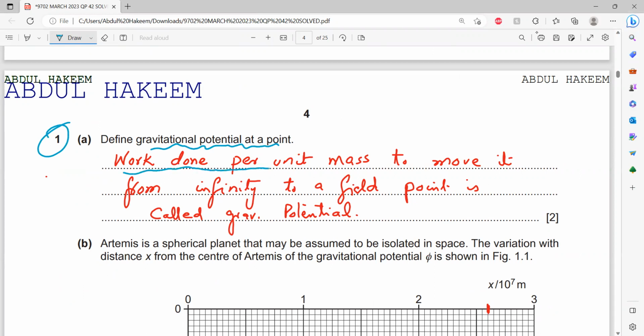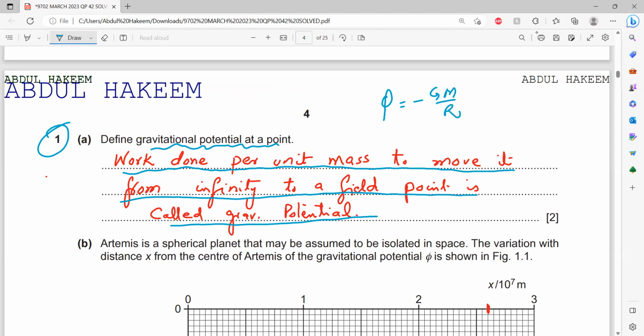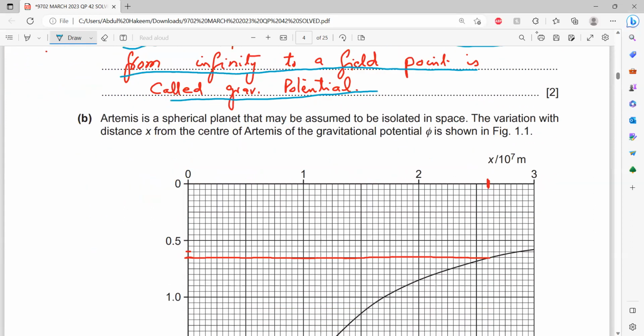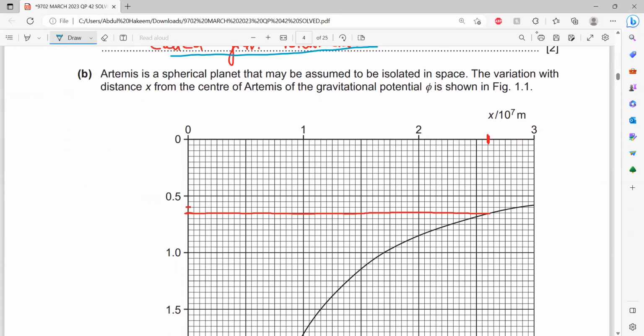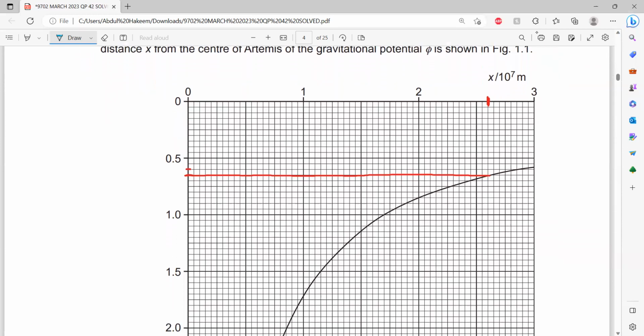Work done per unit mass to move it from infinity to a point in the gravitational field is called the gravitational potential, which has the formula phi is equal to minus GM over r, and r is the distance from the center of the planet. Next, Artemis is a spherical planet, which may be assumed to be isolated in space. The variation of the gravitational potential with the distance x from the center of Artemis is shown.